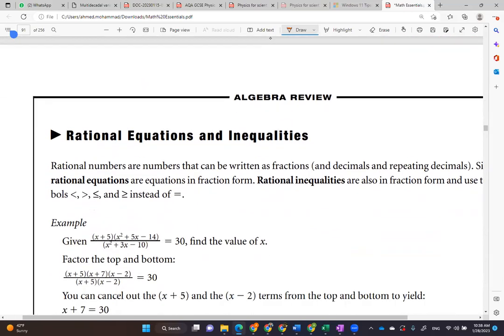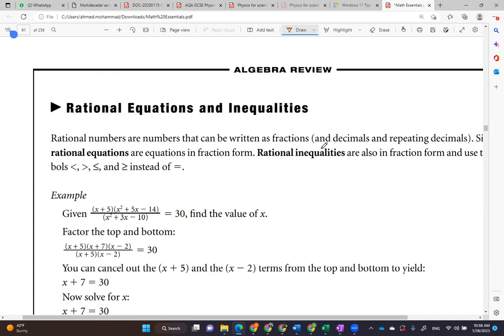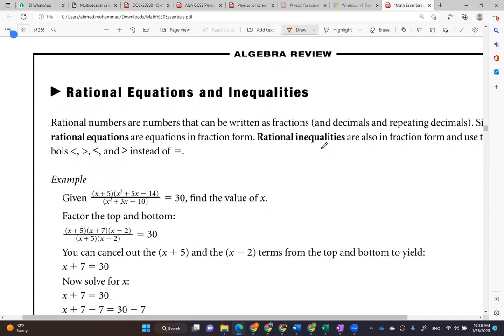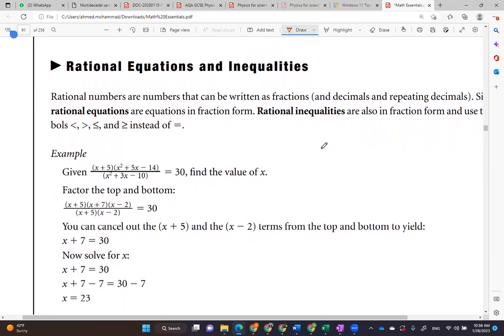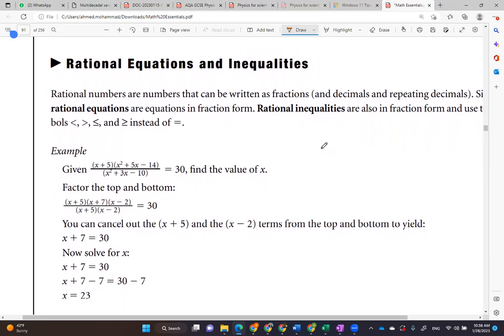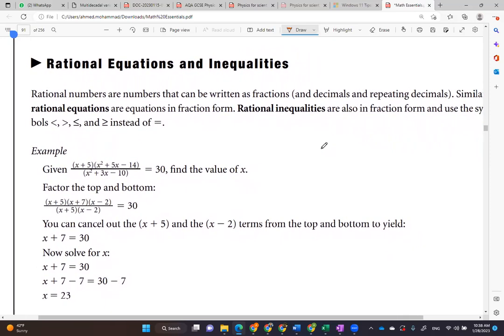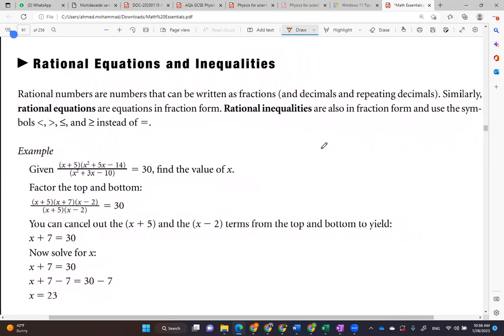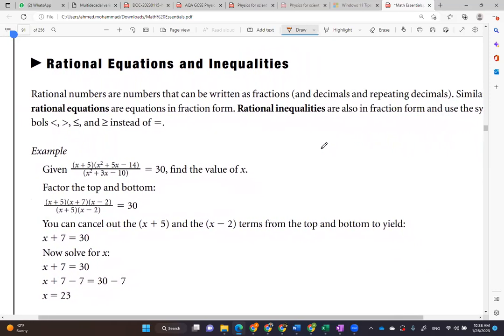Okay. When you had the first class with me, when we solved and answered exam questions, you saw a lot of equations like this, right? This is called a rational equation and inequalities. Rational numbers are numbers that can be written as a fraction, decimal, or repeating decimal. Similarly, a rational equation is an equation in fraction form.